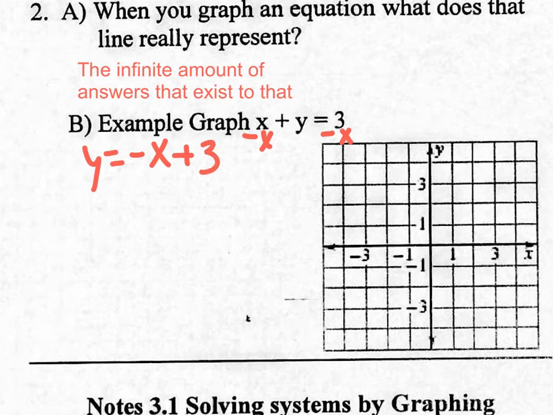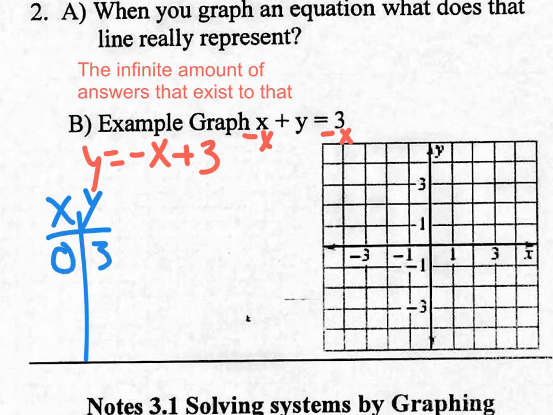Now, of course, we could go to an XY table and start putting in inputs and pulling out outputs, right? Like if I plugged in 0 for X, what would I get out for Y? 3, right? And that's the coordinate (0, 3). So you could plot the coordinate 0 on the X, 3 on the Y. That would be this point right here, okay?